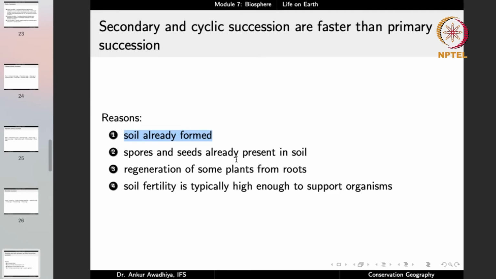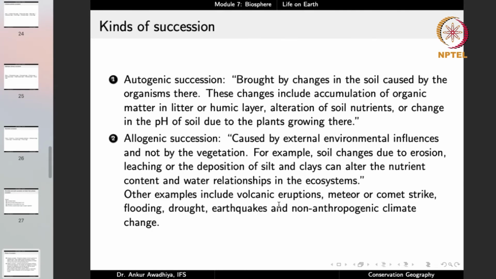In a number of cases, spores and seeds are already present in the soil. There can be regeneration of some plants from roots, which is the vegetative propagation, and the soil fertility is typically high enough to support organisms from the very beginning. So for these reasons, the secondary and cyclic successions are faster than primary succession.